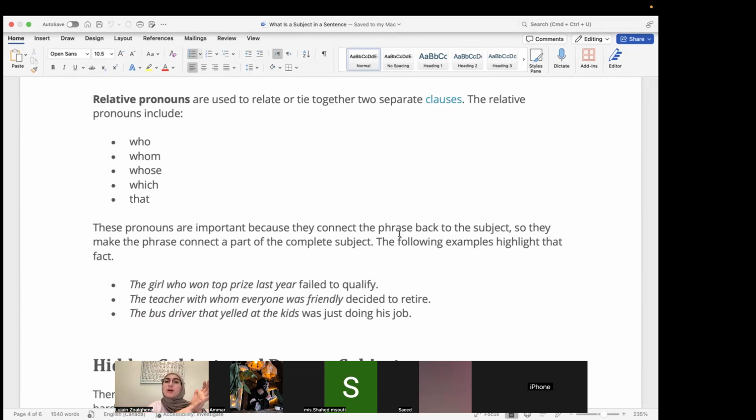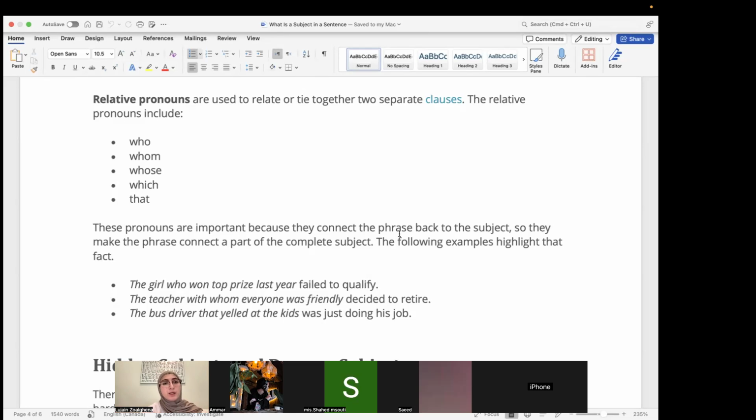So the relative pronoun over here is "who." Who won top prize last year failed to qualify. The teacher with whom everyone was friendly decided to retire. So where's the relative pronoun over here? Whom, correct. The bus driver that yelled at the kids was just doing his job.